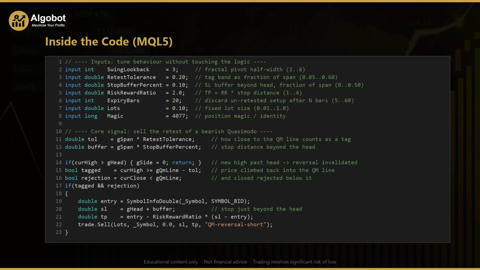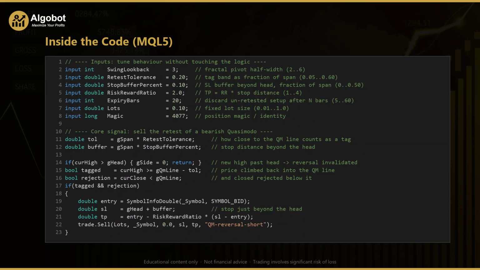At the top, we have the input parameters. These are the dials you can turn without ever touching the logic. SwingLookback sets how many bars on each side define a swing pivot. A larger value finds bigger, more significant structure, while a smaller value reacts to finer detail.